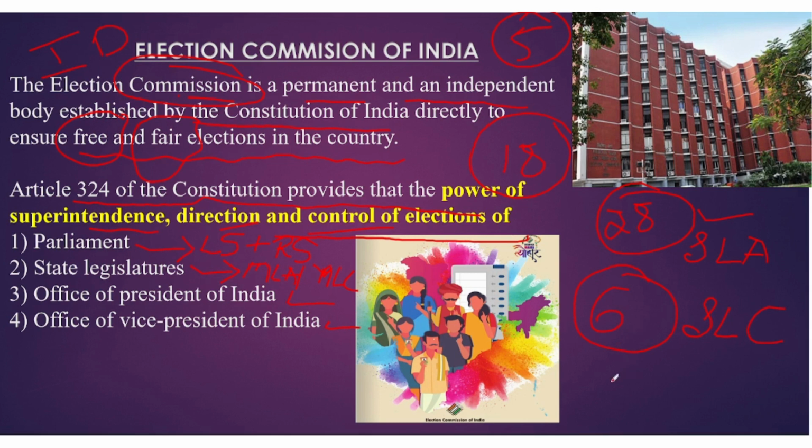Okay. Which are those states that have the state legislative council? First one is Andhra Pradesh. Next is Telangana. Next is Karnataka. Next is Maharashtra. Next is Uttar Pradesh. The last one is Bihar. These are the 6 states having the state legislative councils.